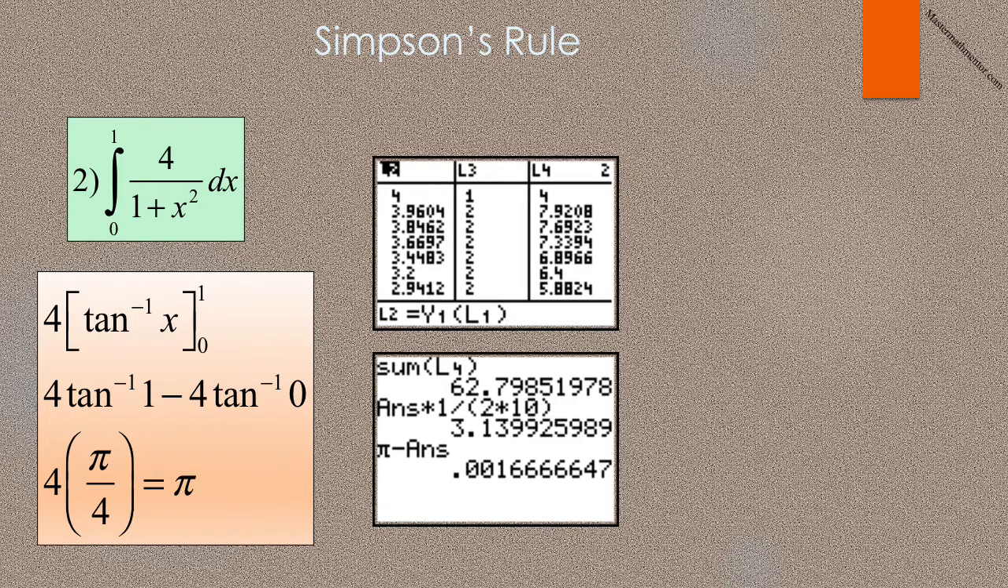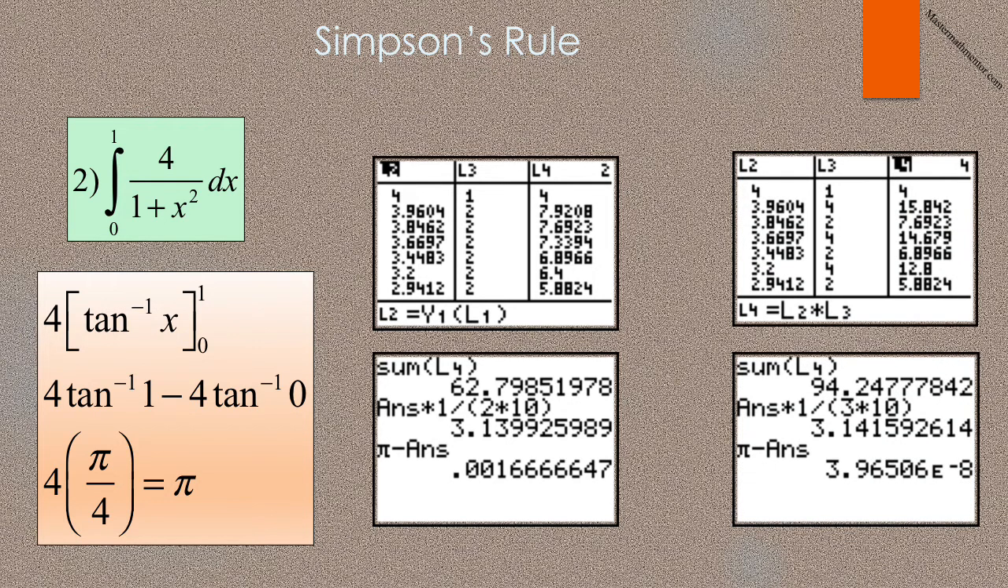So back on the home screen, we get the sum of L4, and then multiply that result by 1/2 the base, or 1 over 2 times 10. And we get 3.1399, etc. And now take a look at pi minus that answer, which is our error, and we get 0.001666647. So it is accurate to 2/1000ths.